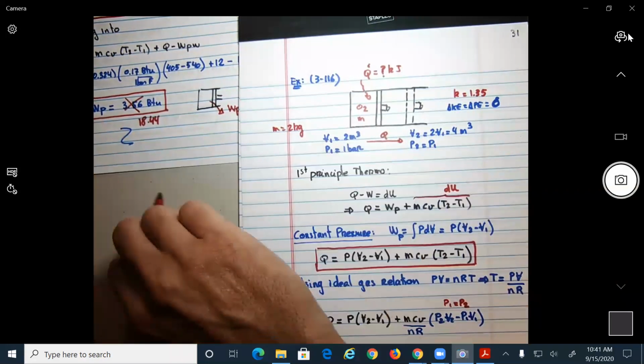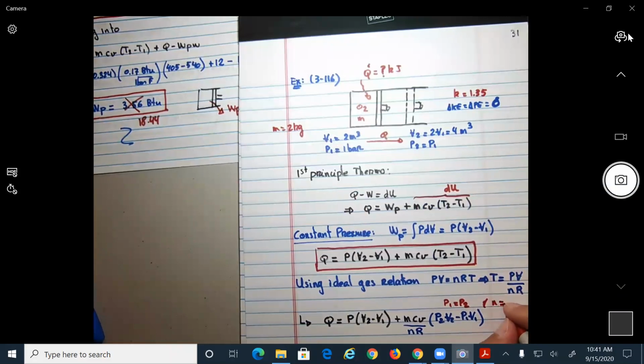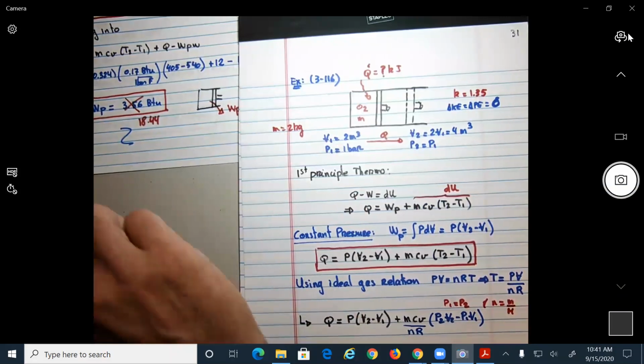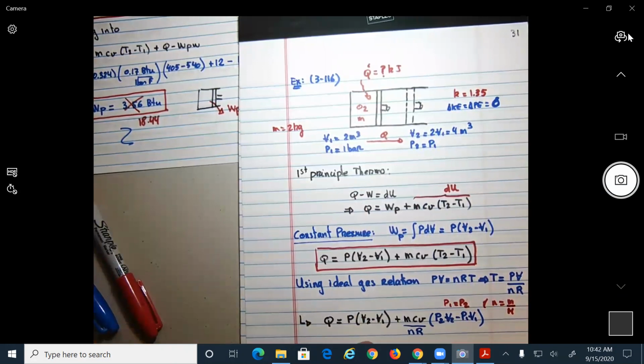And n equals mass over molar mass. So this will simplify to Q equal to P (V2 minus V1) plus, a bunch of stuff will cancel here. N is m over the molar mass, so the mass will cancel. So it will be equal to the molar mass divided by R.